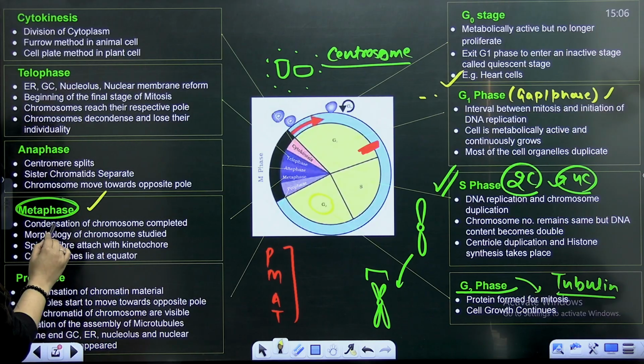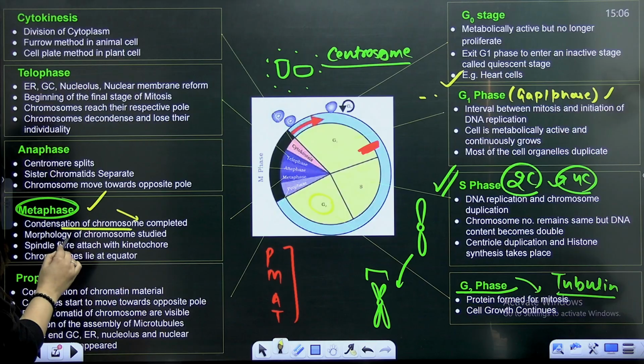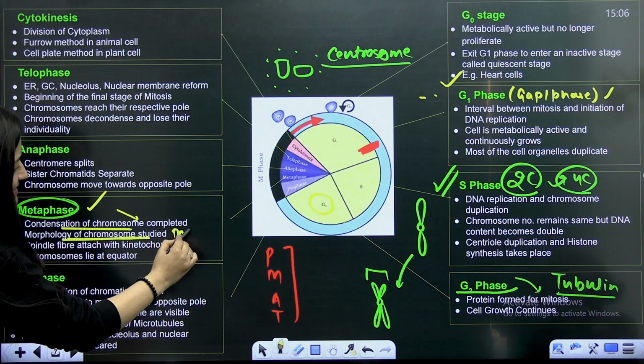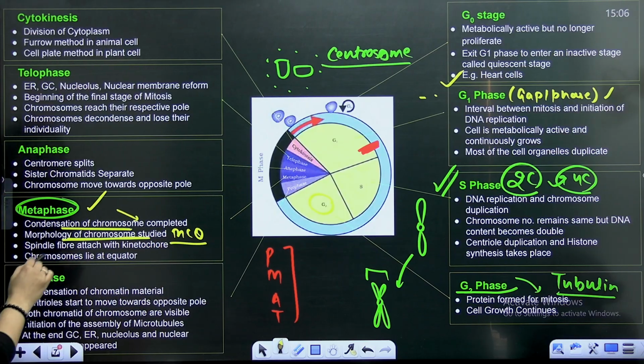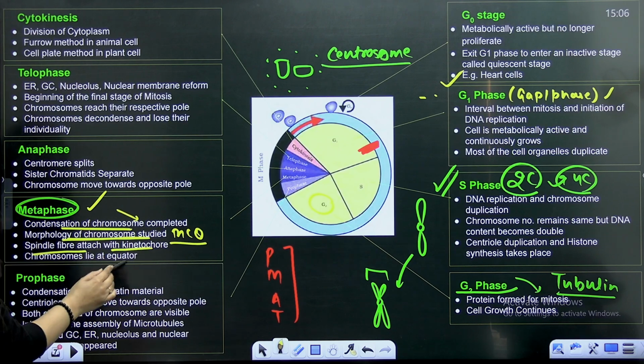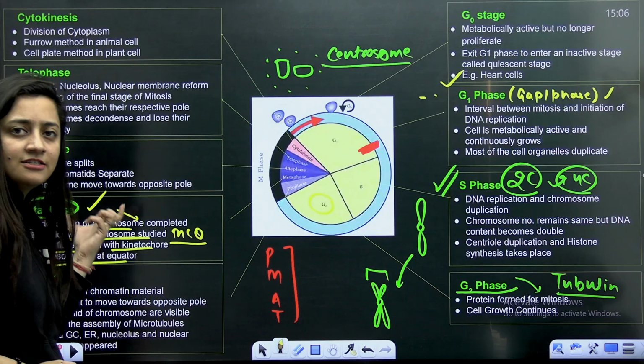So in the metaphase, the complete condensation of chromosome will be there. Morphology of chromosome is studied here, the size, shape, number, everything. So spindle fiber will attach with kinetochore. Chromosomes, they lie at the center, they lie at the equator.